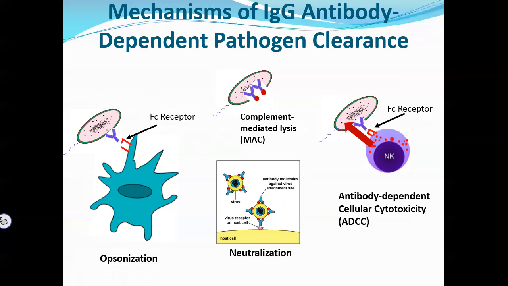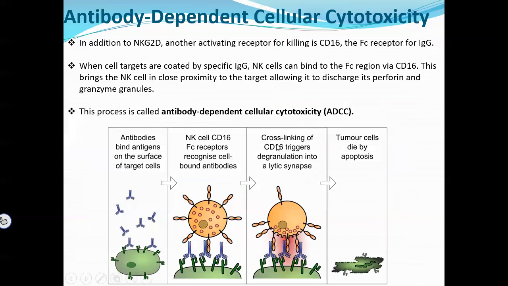A fourth mechanism is in the case of viruses, which need receptors to attach and then infect host cells. So again, vaccine antibodies, which are specific for that receptor protein, can block that receptor from attaching to the host cell and infection. So this is what we call neutralization. This is just a description of ADCC.